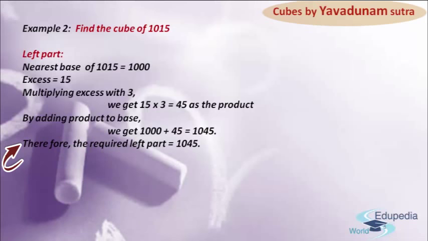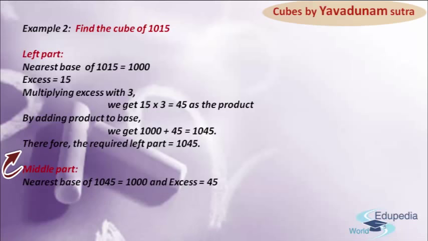After completing the process of the left part, now moving to the next process, that is the middle part. The first step is to take the left part answer we have got and find the nearest base and the excess. I think you know how to find the nearest base. Here the nearest base of 1045 is 1000, and I hope that you know how to find the excess. When you compare the numbers 1045 and 1000, we get an excess of 45.